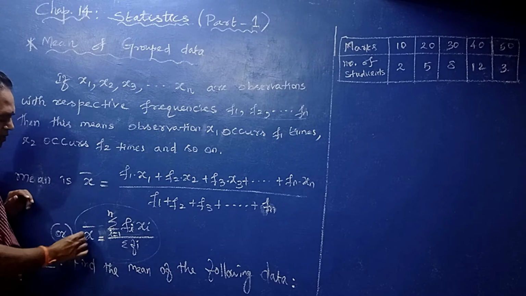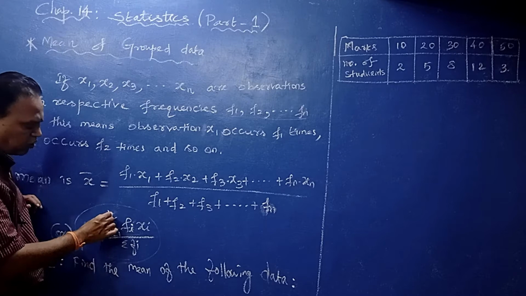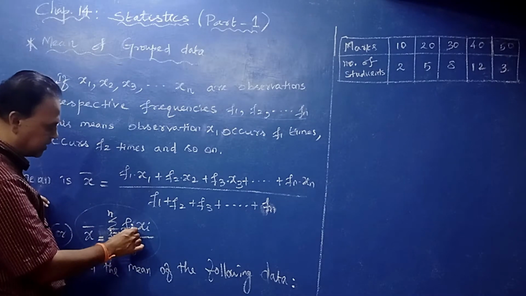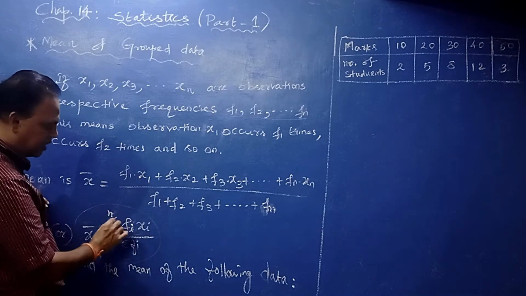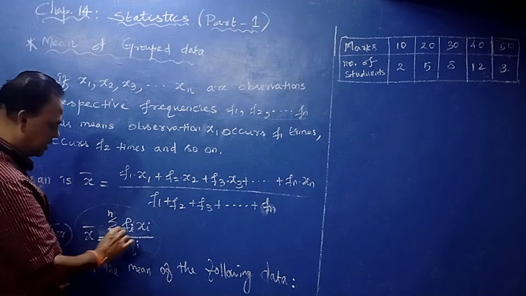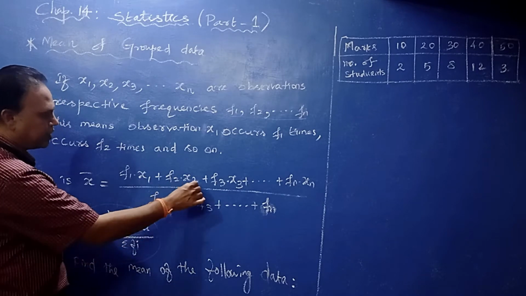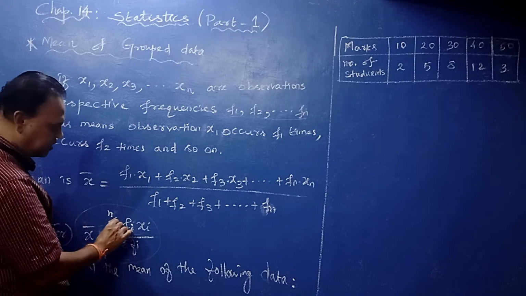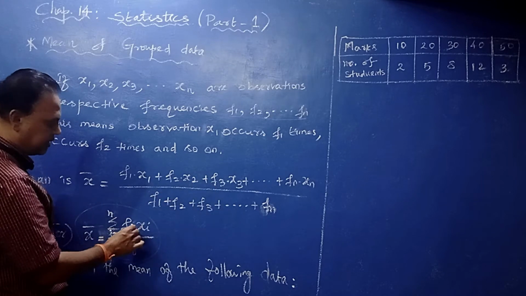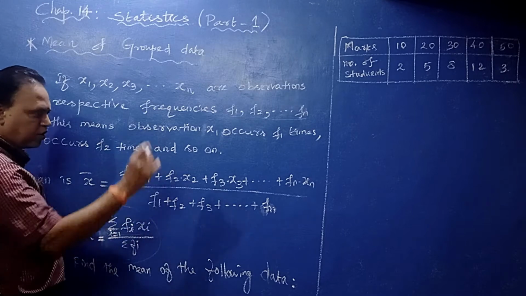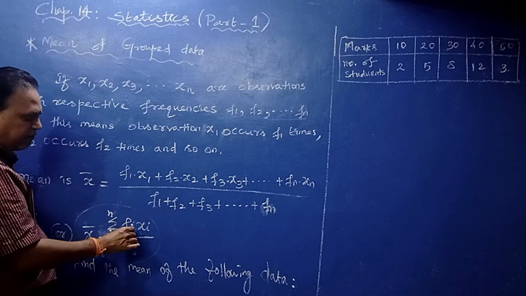That is x bar equal to sigma i equal to 1 to n of fi xi. That means when i gets 1, f1 into x1. Sigma means plus operation. When i gets 2, f2 x2. Sigma means plus. Again when i gets 3, f3 x3. Sigma means plus. It is going on. When i gets n, fn xn.